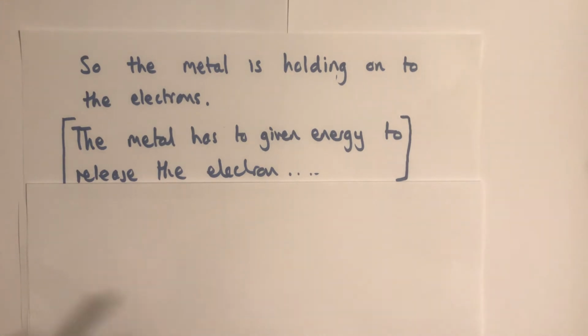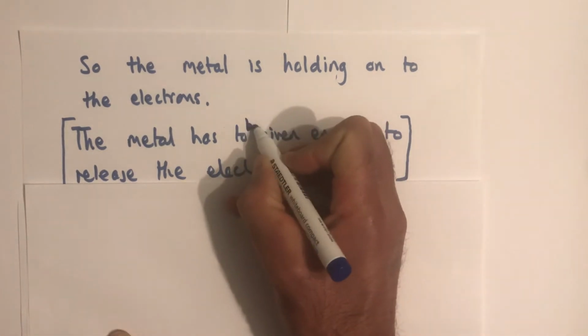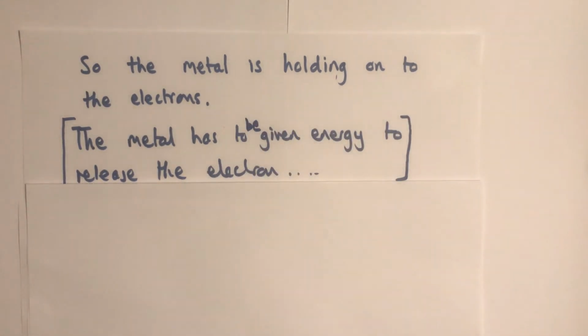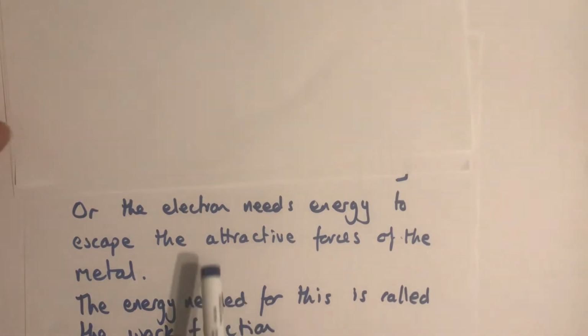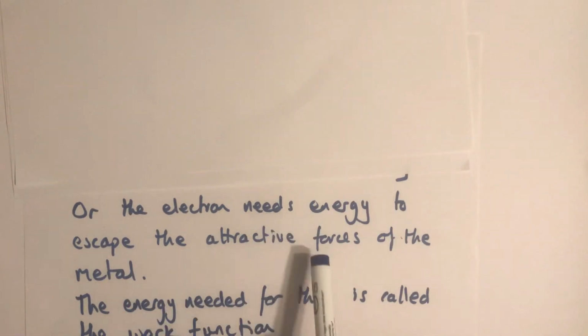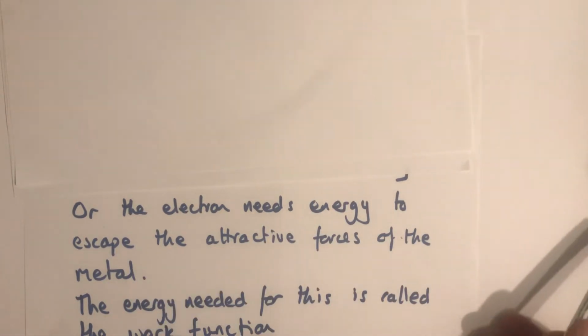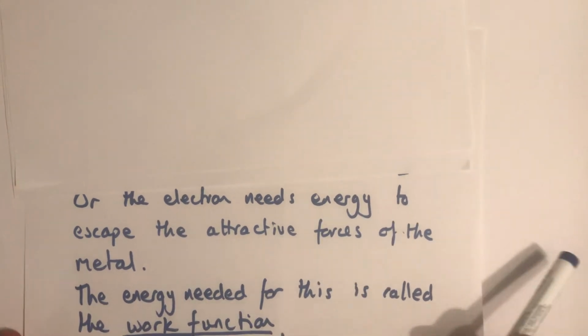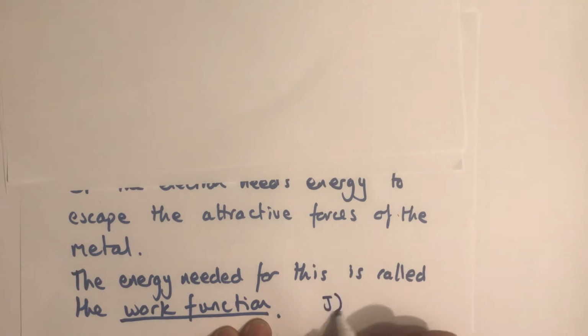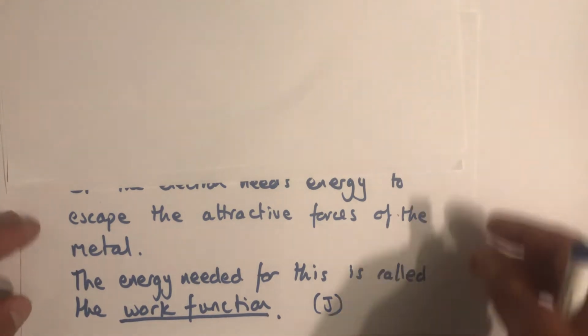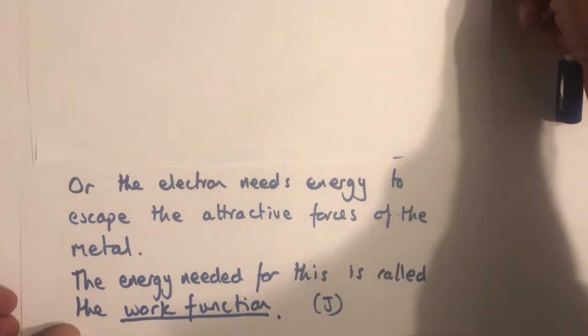energy to release the electron, is one way of thinking of it, perhaps a more chemistry way of thinking of it. Or another way of thinking of it is perhaps the electron needs energy to escape the attractive forces of the metal. Okay, and this energy is called the work function. It's an energy, so we will measure it in joules. So let's have a look at how the equation works out for this.